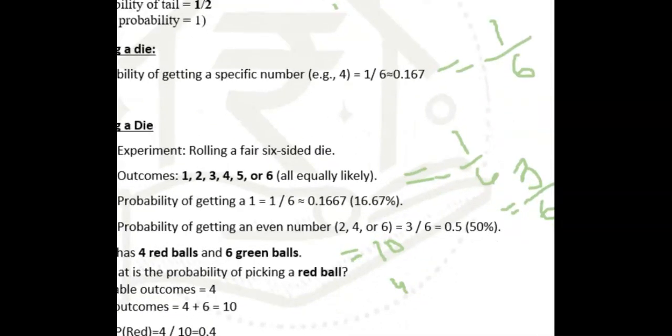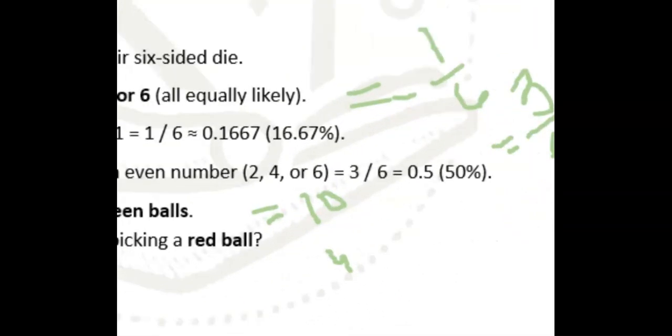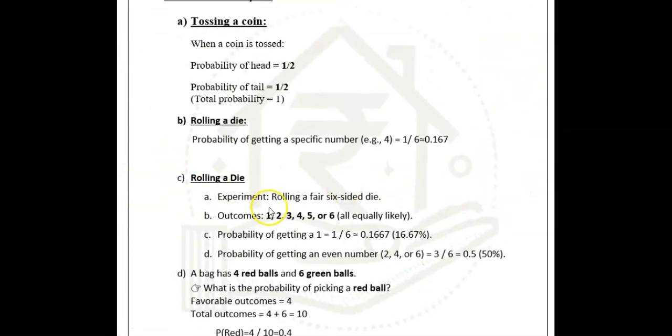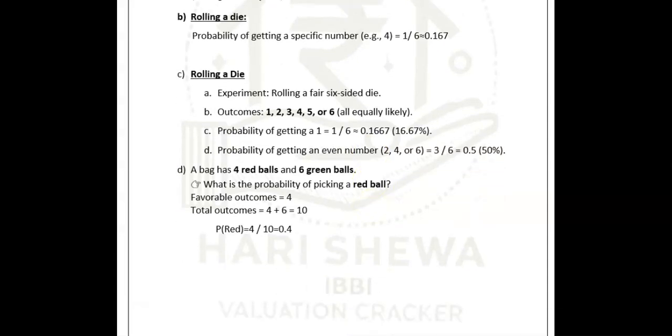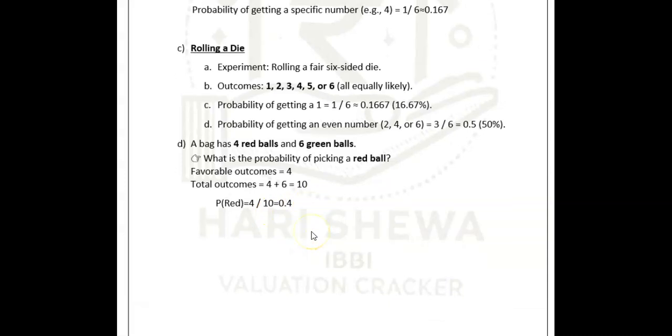In the same way, the next example: a bag has 4 red balls and 6 green balls. Total 10 balls. The total outcomes are 10. What is the probability of picking a red ball? The red ball chances are 4. So 4 by 10. So here the probability is 4 by 10, which means 0.4.